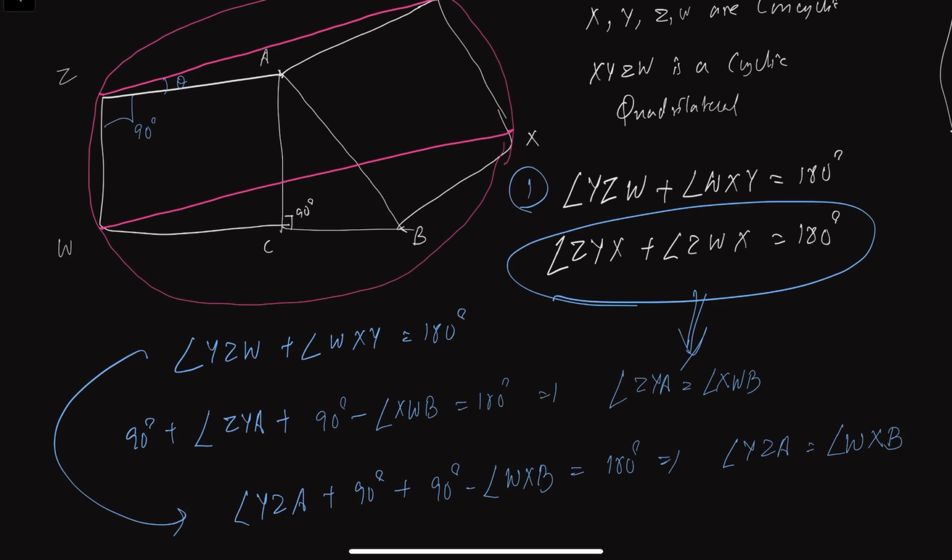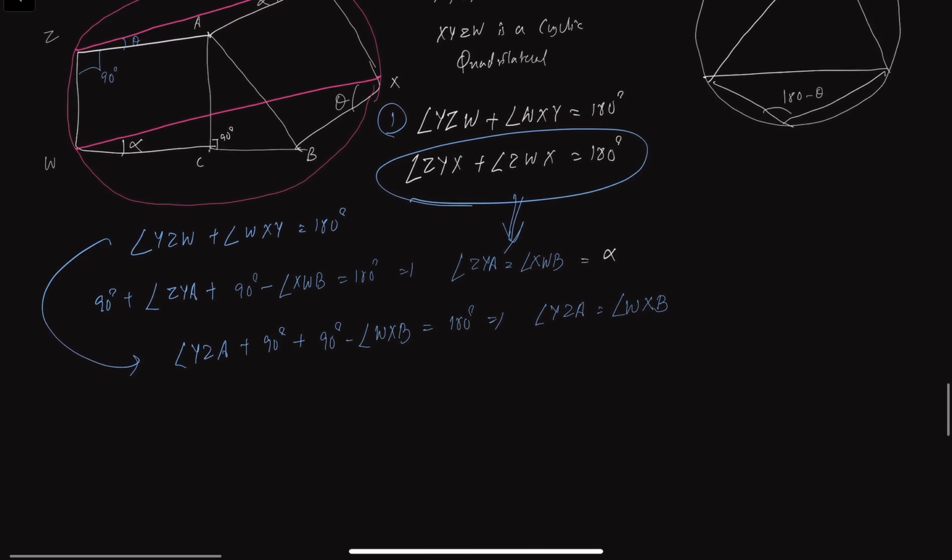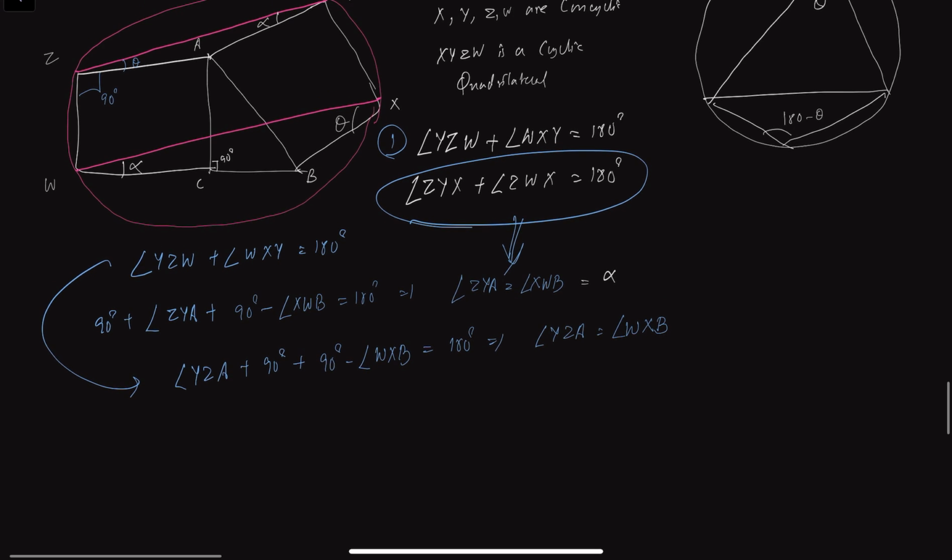So what does that mean? If I consider YZA as theta, WXB will also be theta. So this will also be theta. And suppose I consider ZYA as some alpha, then this is also alpha. That means two angles in the triangles are equal.